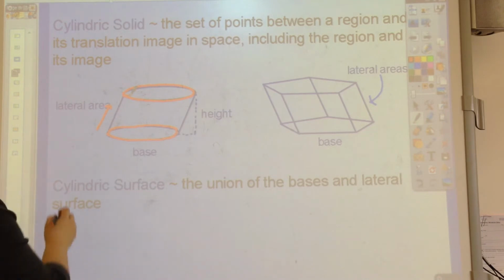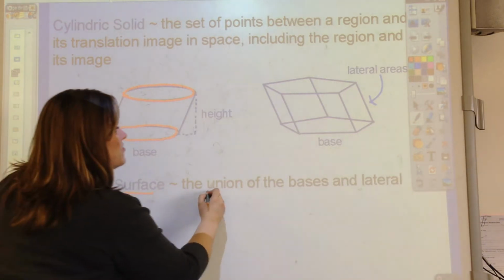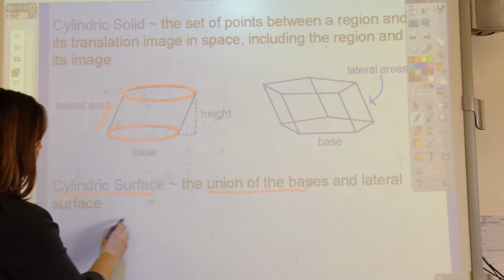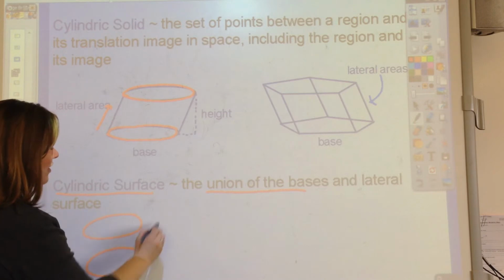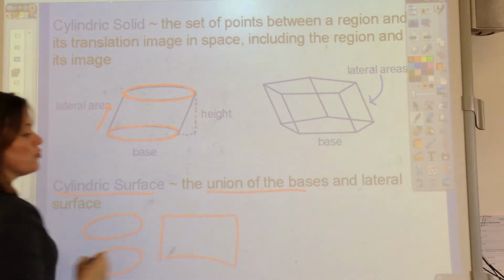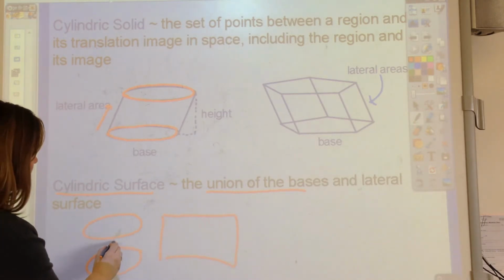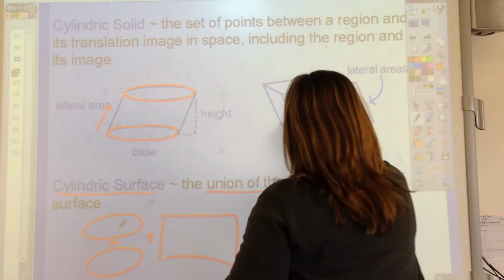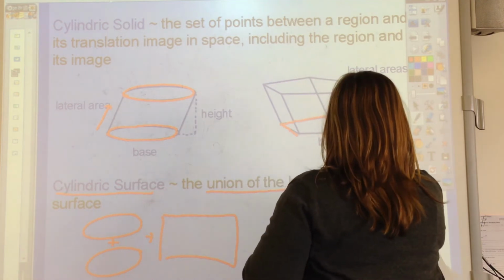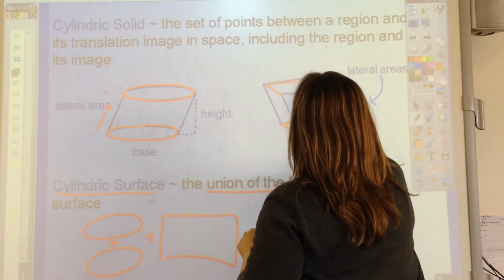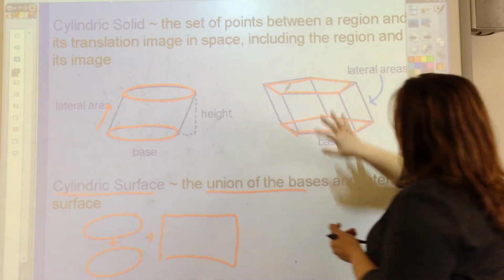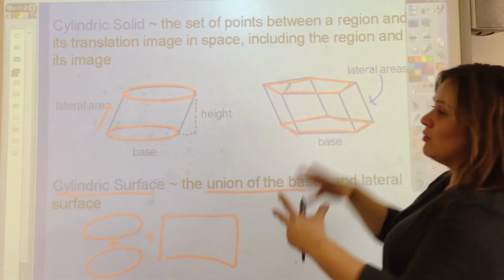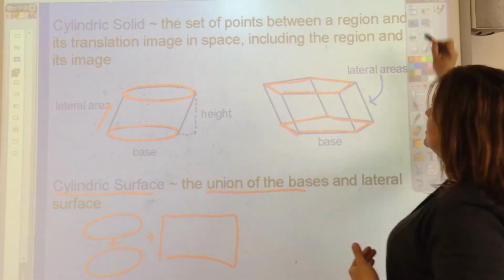So we're going to say that a cylindrical surface is the union of the bases and the lateral area. For example, here I have 2 bases, 2 ovals, and the lateral area is actually a rectangle. So my surface is going to be the addition of these 3 shapes. Same thing here. I have 2 bases, and if I find the area of those and sum the lateral area, which is a set of rectangles, I will have the entire cylindrical surface.